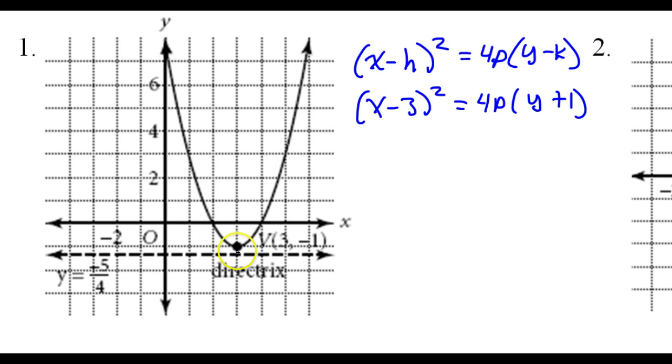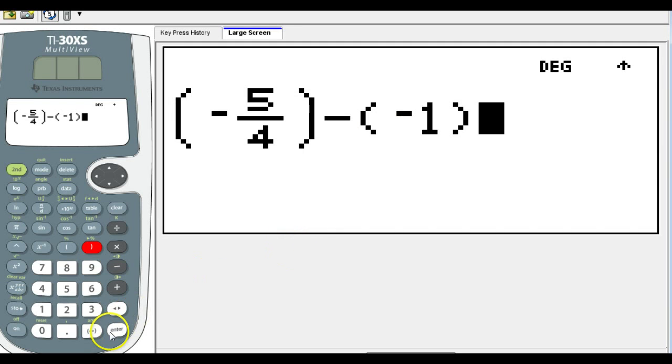Now this is a very tight, very close difference, but we can use the coordinates to help us out. See, the y value of the vertex is negative 1, and then the y value of the directrix, the entire equation, is negative 5 over 4. So what's the difference between these two? I'm just going to subtract them. Negative 5 over 4 minus negative 1. Okay, so that is a difference of negative 1/4. Concentrate on the absolute value here. So p is 1/4.